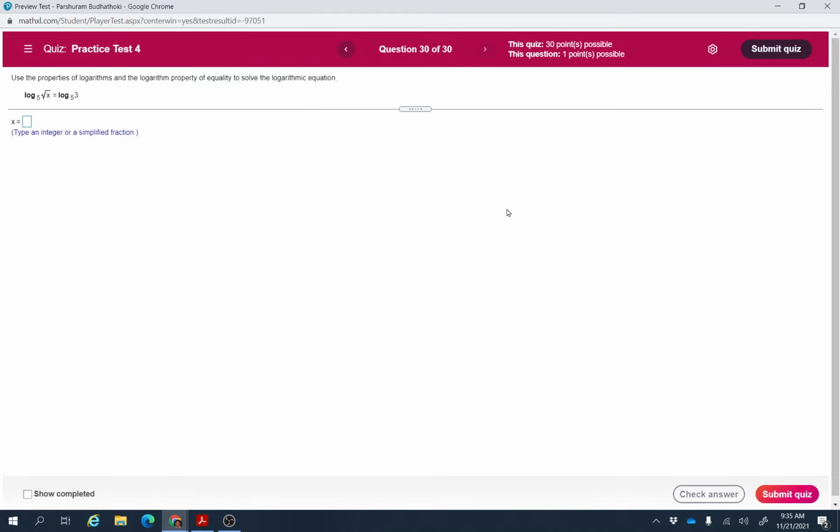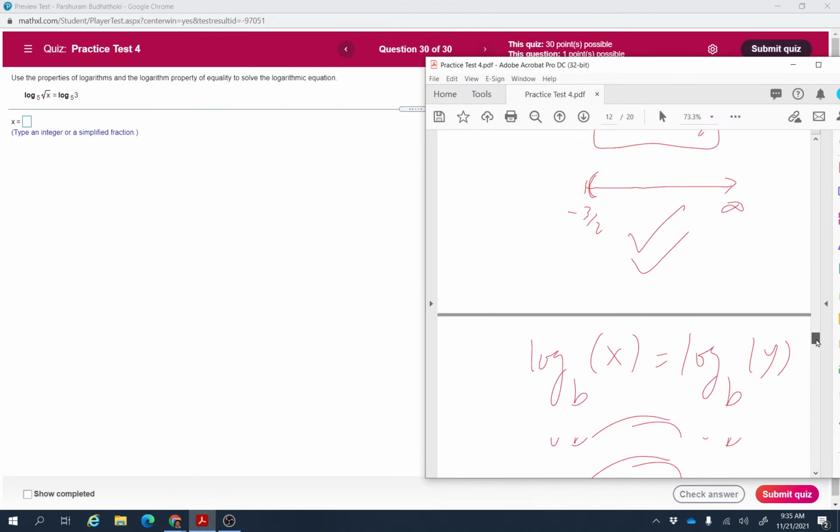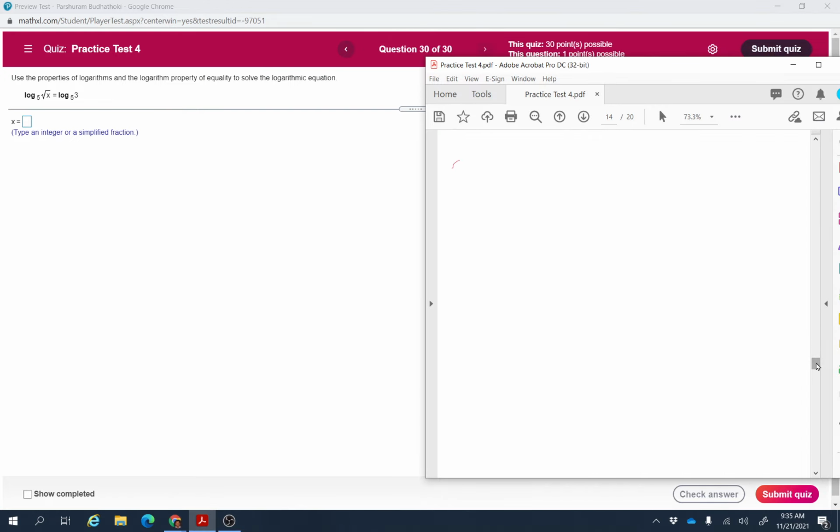The final problem, as you can see, is log base 5 of the square root of x equals log base 5 of 3. One more thing, first of all, you have to check the domain. For the domain, the square root of x has to be greater than 0. That means x has to be greater than 0, right? So for the domain of this problem, any positive solution would be okay.